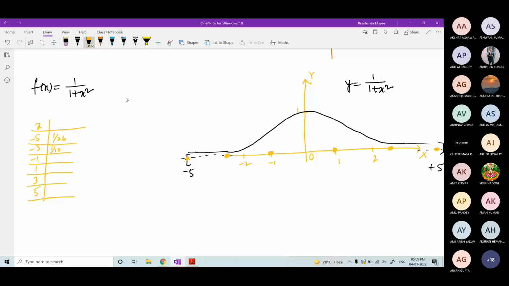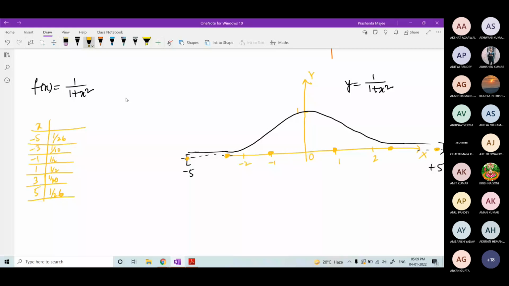Oh, it will be 1 by 2. Then it will be 1 by 10 and 1 by 26. So you have data points, 6 data points. Now using these 6 data points, they are evenly spaced. You may apply Newton's forward difference formula. If you wish, you can apply Newton's backward difference formula.